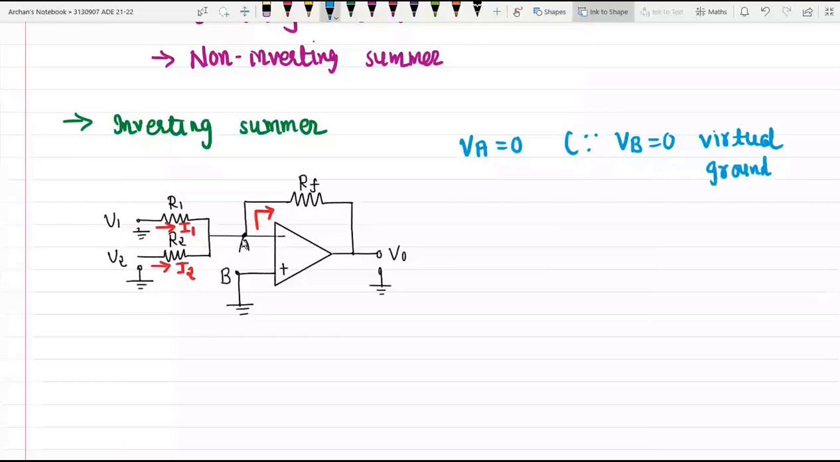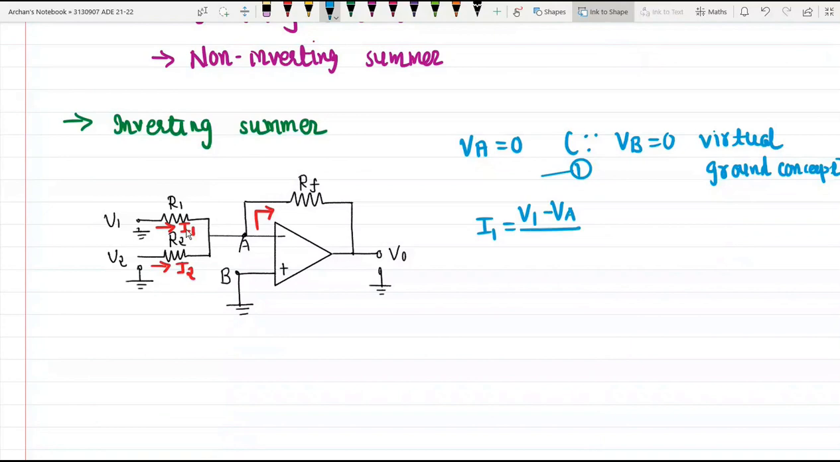Okay, so we will call this equation number 1: VA is equal to 0. Now consider the input side. I am talking about the current I1. Suppose I want to find the magnitude of I1, then I1 is equal to V1 minus VA divided by R1. But VA is equal to 0, so I1 will be equal to V1 divided by R1.